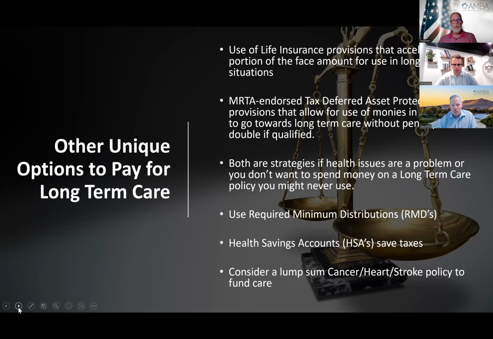So that's another option. And then another, I don't want to say it's a great option, but if you've got some health conditions that would prevent you from qualifying for long-term care, some people will use a large lump sum cancer, heart attack, and stroke policy to use $40,000, $50,000 towards their care. So those are some other unique options that are out there.